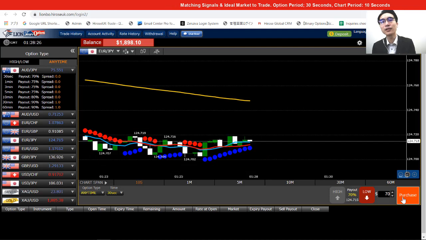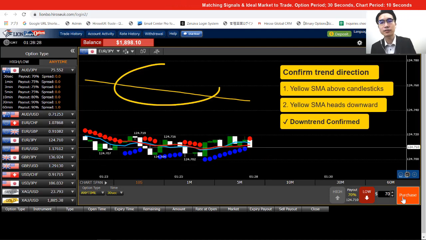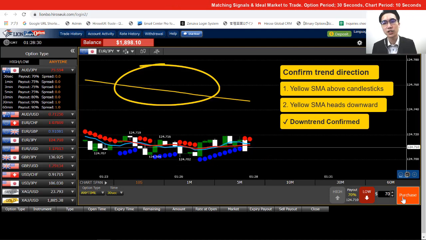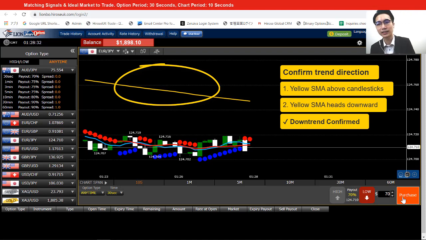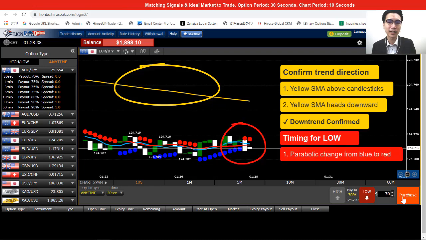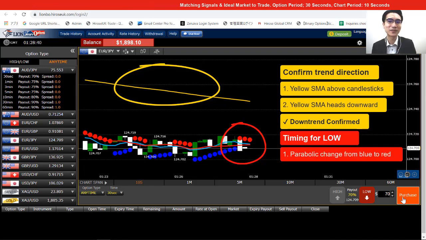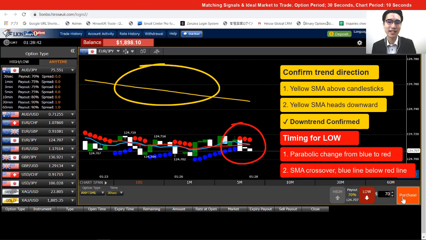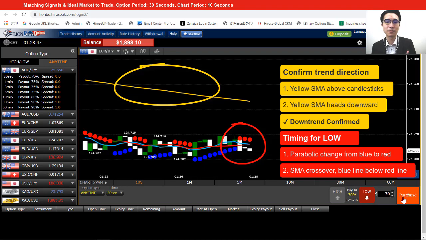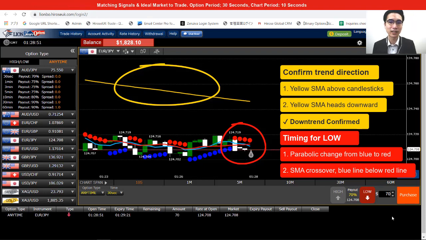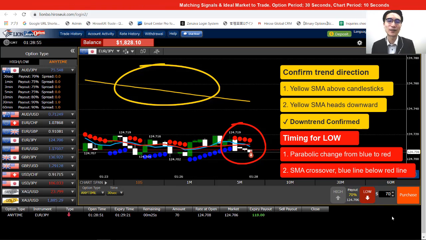So in here we have a downtrend. The yellow simple moving average is above the candlestick and is heading downward. The parabolic has already changed from blue to red. The last thing I need to make sure of here is a bearish indication from the simple moving average, which is the lines crossover, and I need the blue line to go below the red line. And now that's the timing. That's why I opened a low option there.